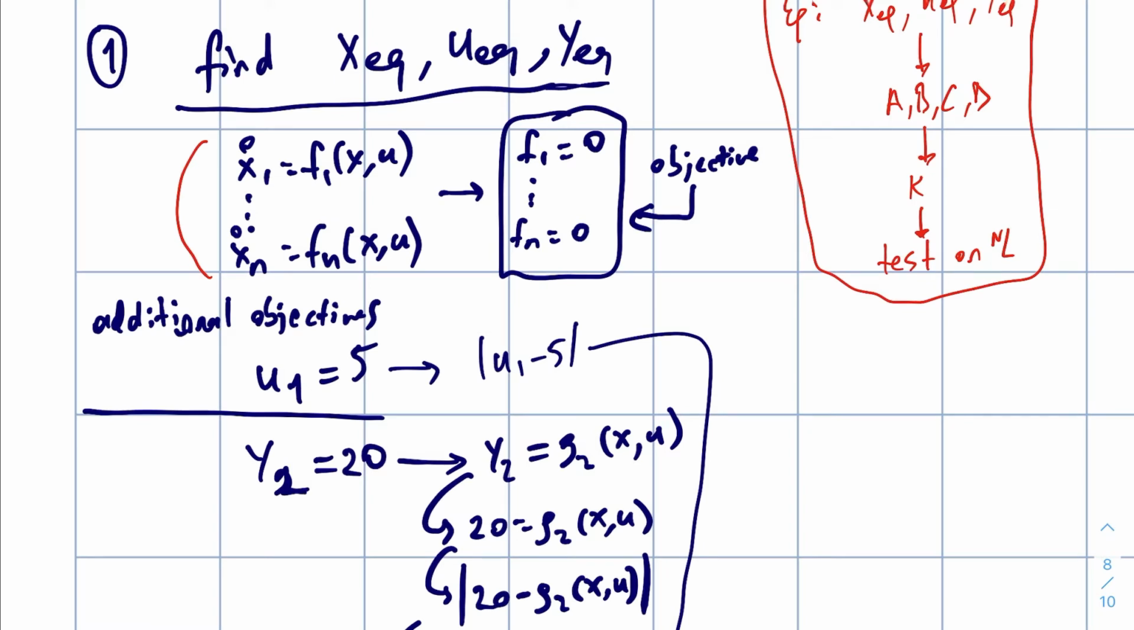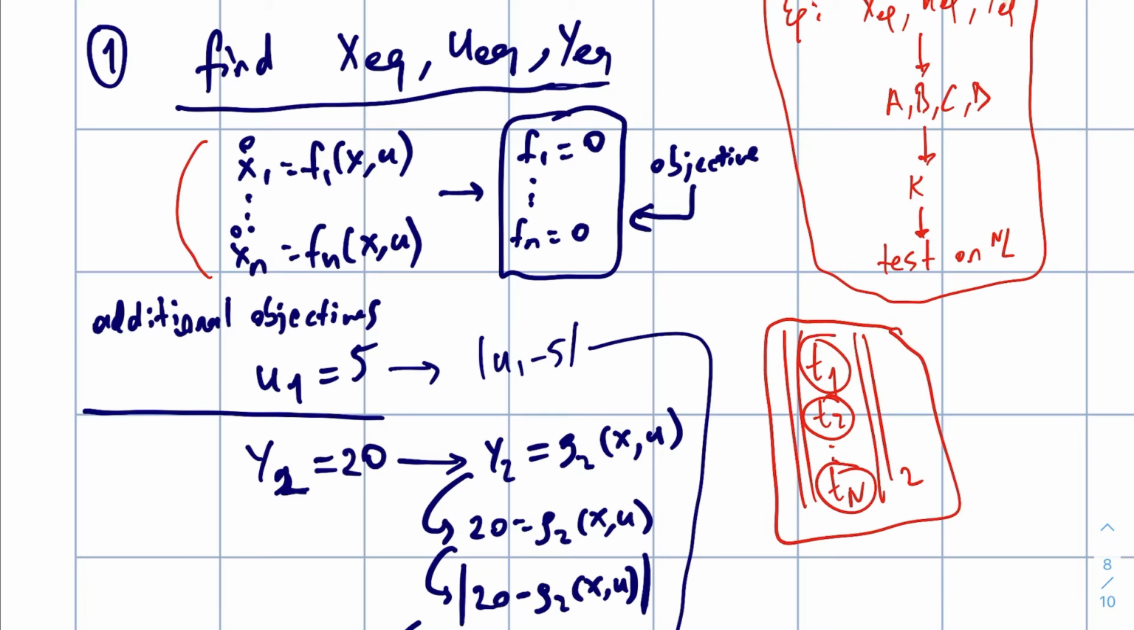And this type of objective translates to the absolute value of u1 minus 5 as an additional constraint. It's a constraint, but we like this term to be 0, meaning we like it to be minimized and see what happens. So we can just stack all the terms, let's say t1, t2, dot, dot, dot, tn. These are all scalar. Minimize that and see what happens.